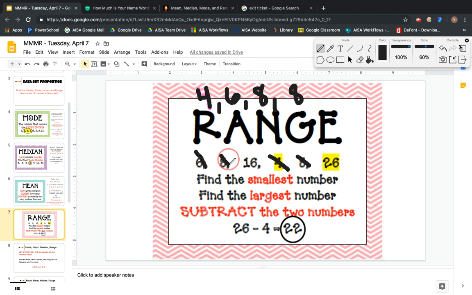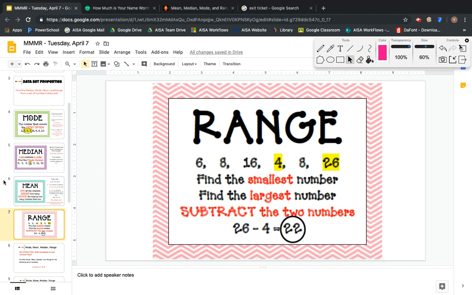It's very important that you rewrite your numbers so you don't make any mistakes. Okay, now that we wrote my numbers, you can easily find your smallest number is 4 and your largest number is 26. So all you have to do is subtract the two numbers, and 26 minus 4 is 22. So to find the range, subtract your smallest from your largest, and that will give you your answer.